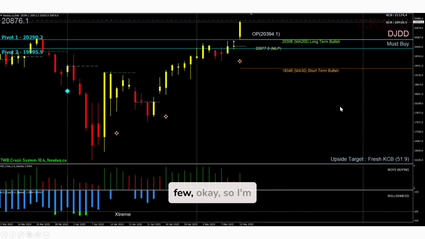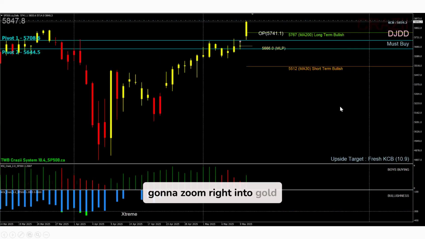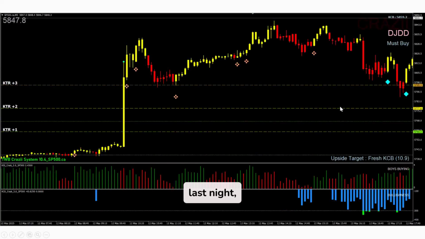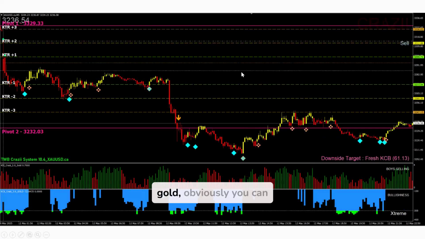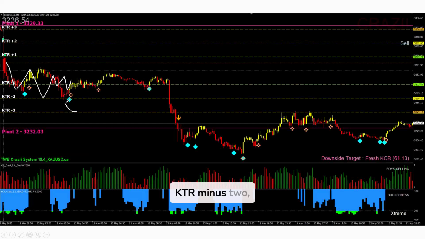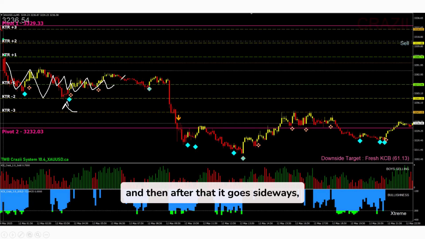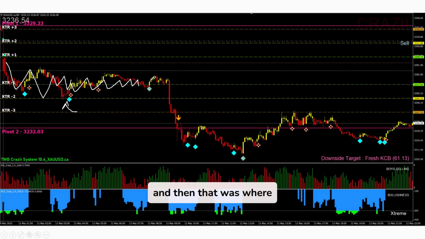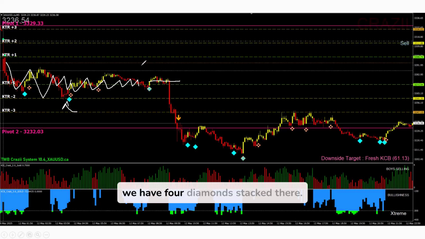Okay, broader view. I'm going to zoom right into gold last night. So gold, obviously you can see that it opens and starts to trade down, ding dong, ding dong, at KTR -2, and then it goes sideways, and that was where the news came out. We have 4 diamonds stacked there.